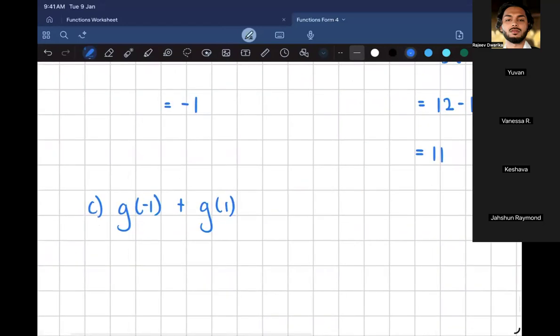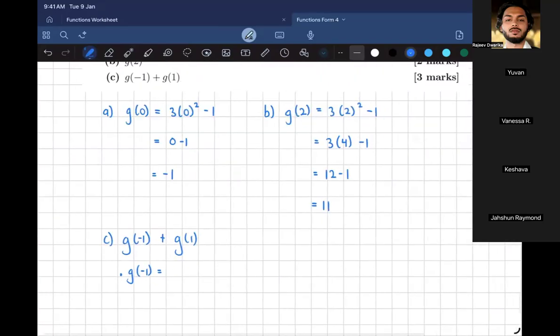Right. So, Yvonne, can we agree that this question has two parts? The first part is g open brackets minus 1 close bracket. Is that something we could solve independently? Yeah. So I'm going to write g of minus 1, and anywhere I see x, I'm going to write minus 1. So I'm going to write 3 open bracket minus 1 close bracket squared minus 1.